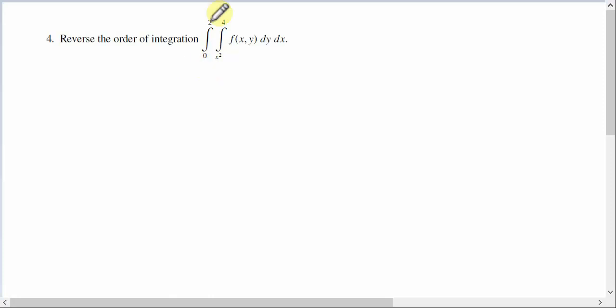Number 4, we have to reverse the order of integration on this, so we want to go dx dy, and to do that we need to sketch the region that's involved. So let's see what we have. Since dy is first, this first integral is showing us the region.